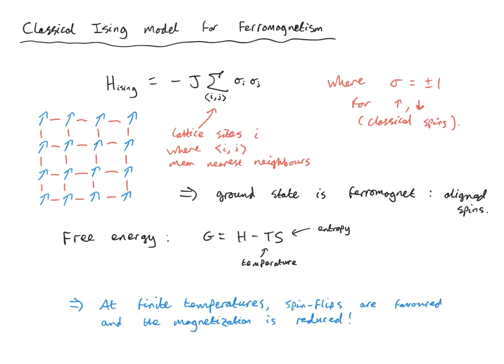So what I want to do now is do a short calculation, but a concrete calculation, for this Ising model to show you how, as we increase the temperature, the magnetization decreases and actually vanishes at this critical Curie temperature. The full solution of this classical Ising model is a bit complicated, so instead I will use a simple approximation called the mean field approximation.